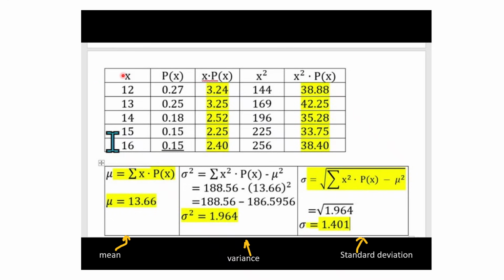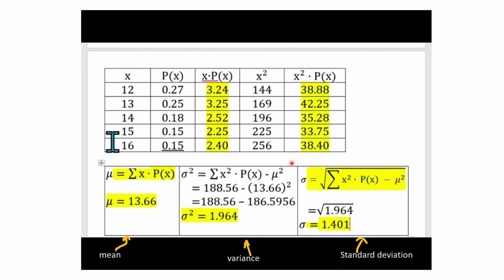Suppose x is a variable taking values 12, 13, 14, 15 and 16. Px is given like this: 0.27, 0.25, 0.18, 0.15, 0.15. Then we will multiply x into px and we will get this data. And x square we will find by squaring all these, and multiply x square into px like this.